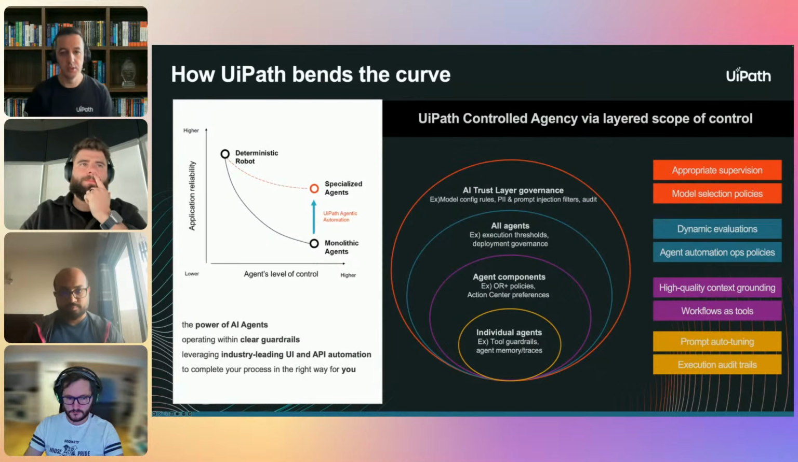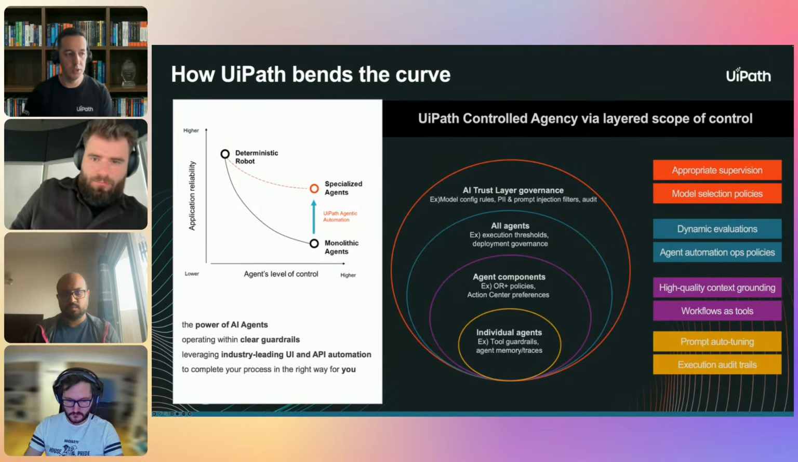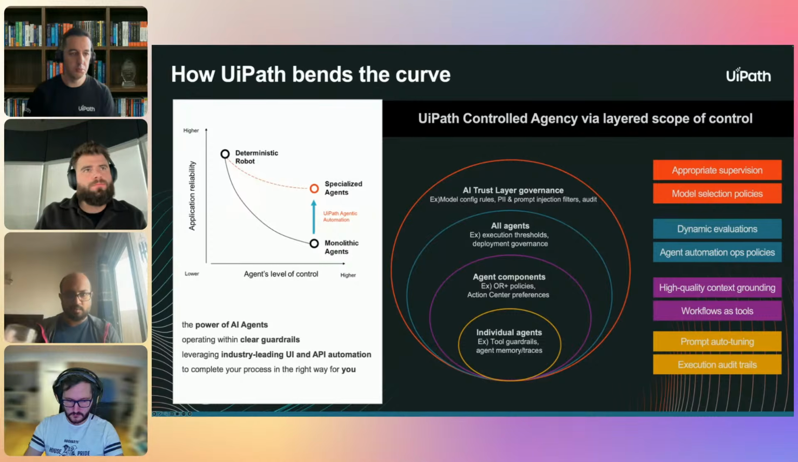and I'll let my colleagues discuss more about that. But I want to show you a bit how UiPath actually bends the curve. The key design goal is to have a controlled agency. So it gives you a way more powerful agent that you can have while taking in the right guardrails, but thinking about this as a layered structure. At the individual level, you can set guardrails, you can view memory traces and whatnot. But then as you look at more of a platform level, you can define policies, you can see model usage, you can determine how PII is handled and all that.